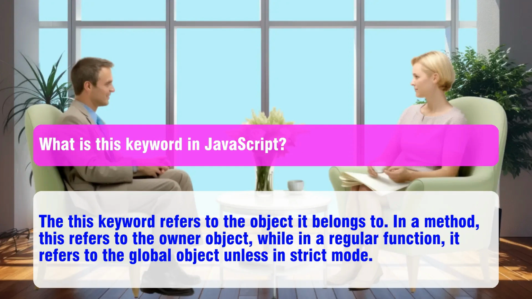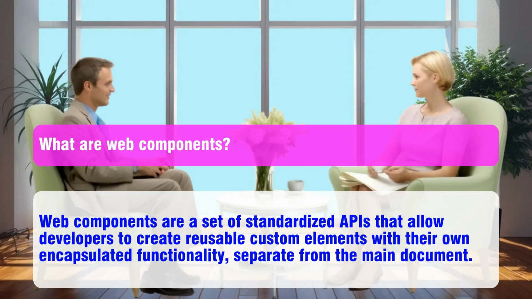What is this keyword in JavaScript? The this keyword refers to the object it belongs to. In a method, this refers to the owner object, while in a regular function, it refers to the global object unless in strict mode.